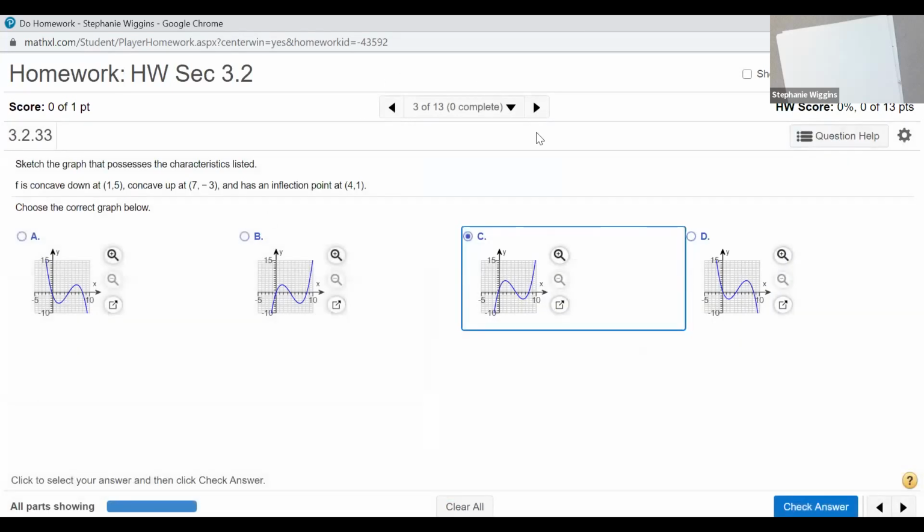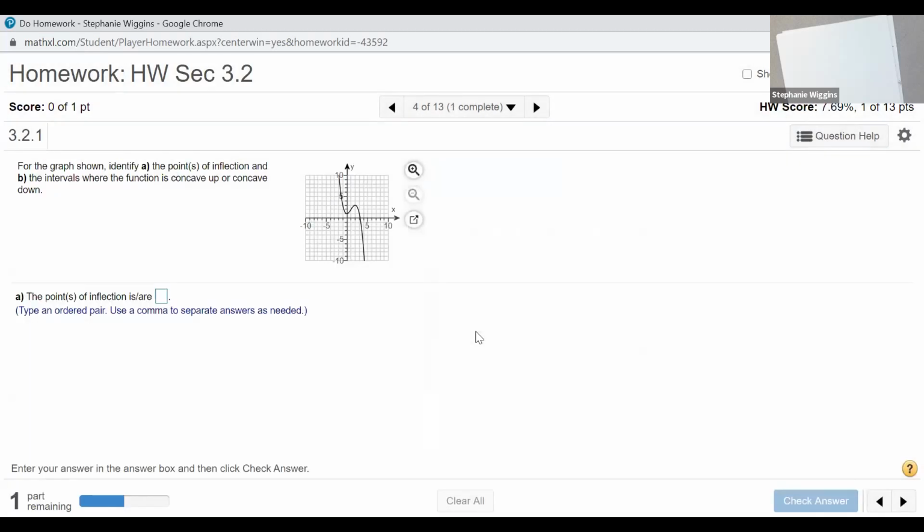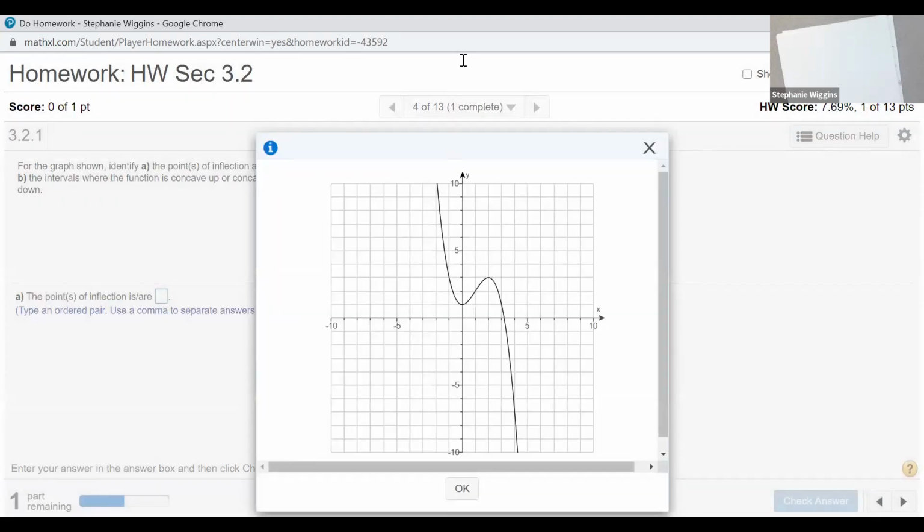So moving on to the next one. It says, for the graph shown, identify the points of inflection and the intervals where the function is concave up or concave down. Now this is kind of the reverse of the previous problem. In problem number 3, we were looking at the characteristics and trying to pick out the graph. Now we're looking at the graph and trying to show what the characteristics are. So it's the reverse. So pulling this up, and I'm just going to check. Looks like you can see it okay.